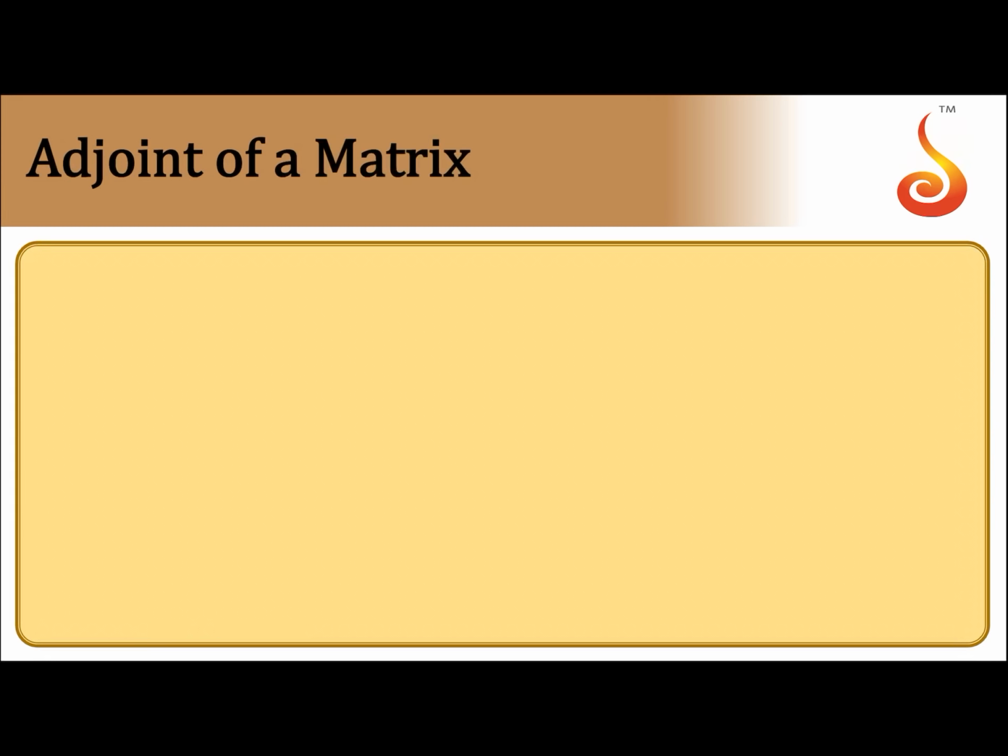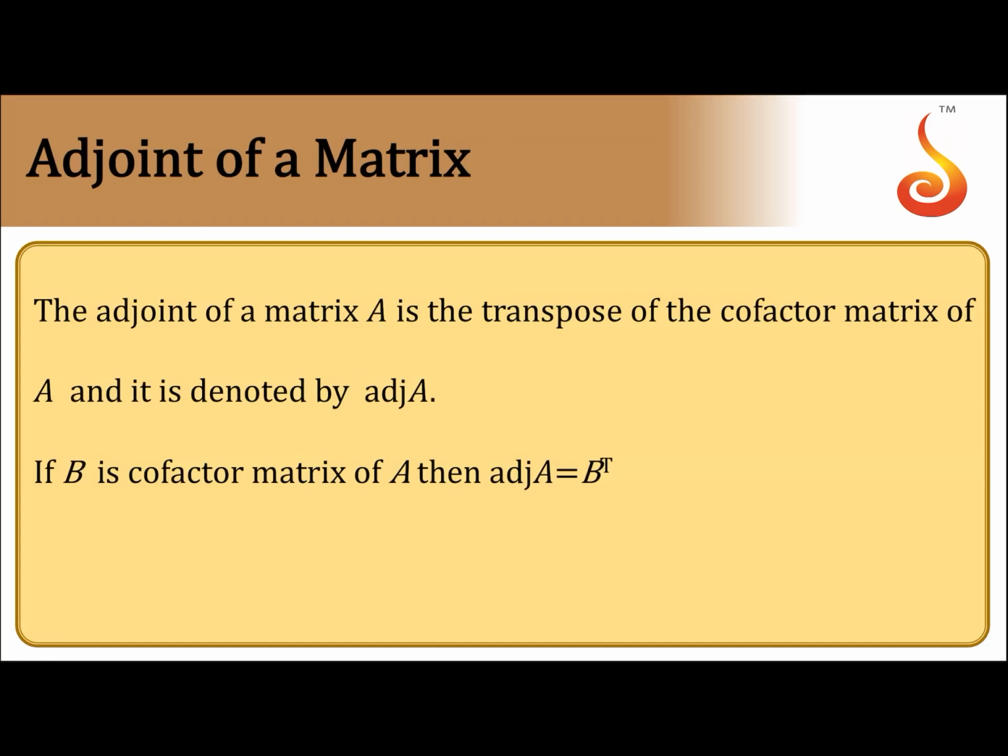Coming to the next concept, adjoint of a matrix. What is meant by adjoint of a matrix? Adjoint of a matrix is nothing but the transpose of the cofactor matrix. The adjoint of a matrix is the transpose of the cofactor matrix and is denoted by adjoint A. So if B is the cofactor matrix, then adjoint A is equal to the transpose of the cofactor matrix.